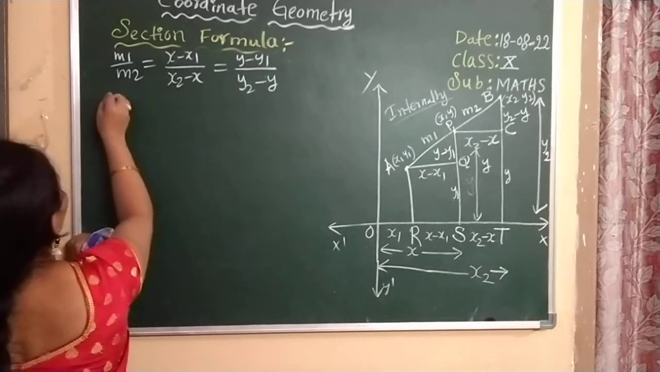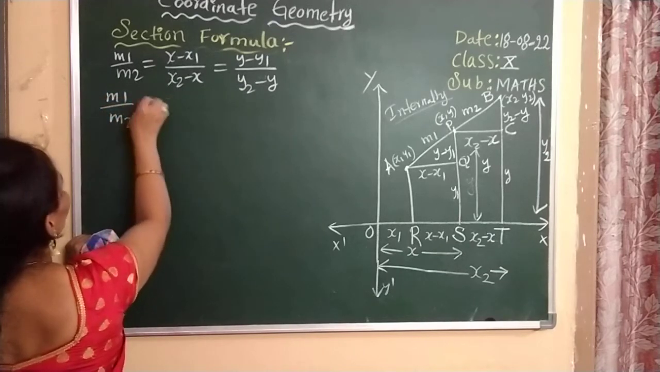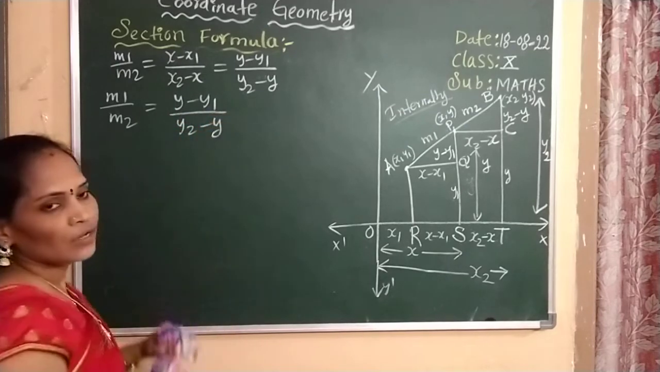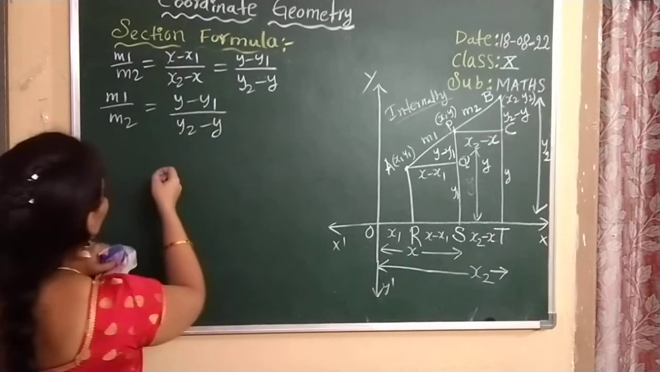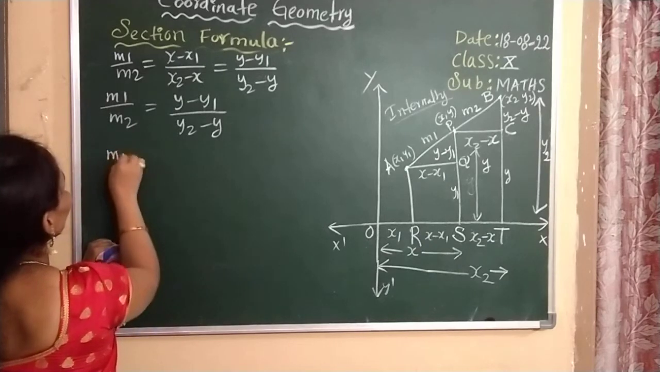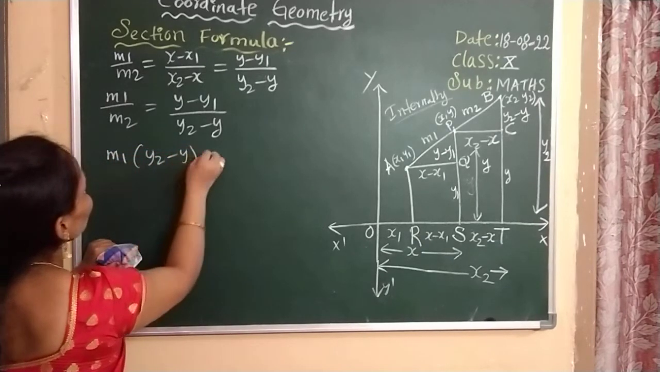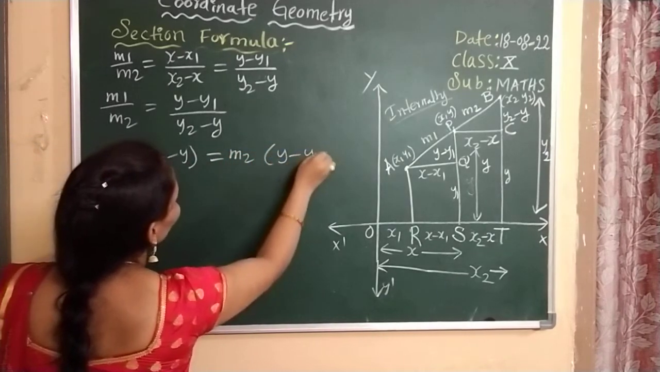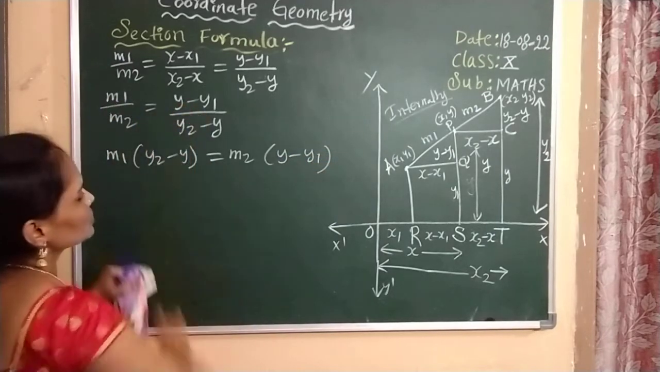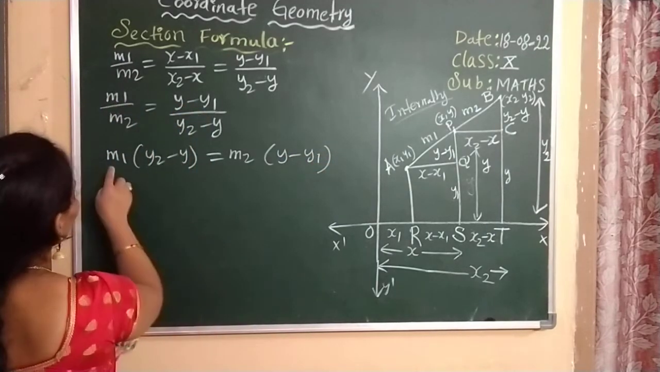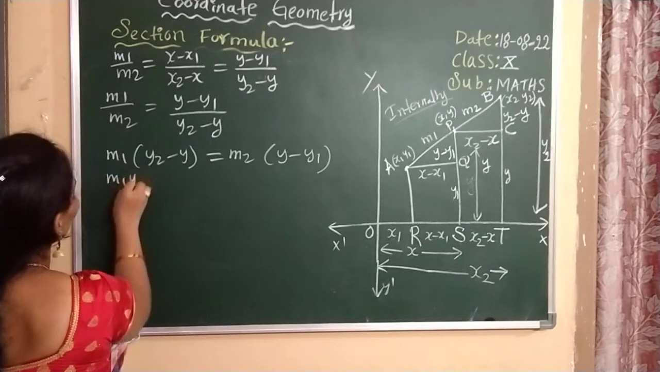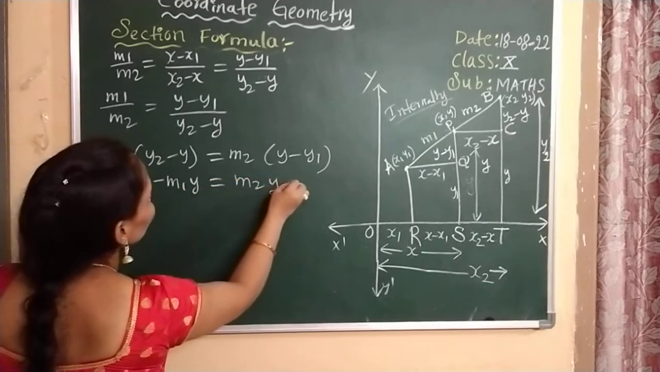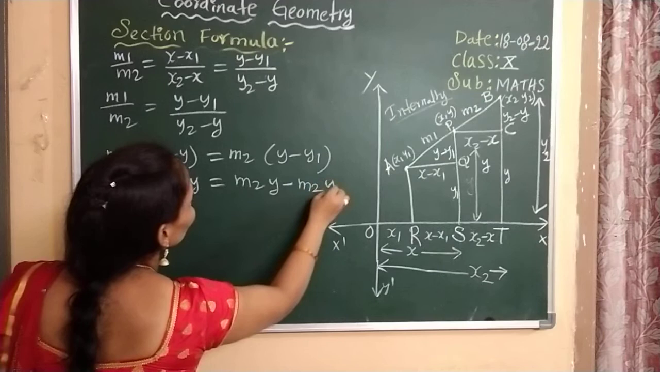Now I am taking m1 by m2 is equal to (y minus y1) by (y2 minus y). Here also take cross multiplication. So m1 into (y2 minus y) is equal to m2 into (y minus y1). Just cross multiplication. Now multiply inside: m1 y2 minus m1 y is equal to m2 y minus m2 y1.